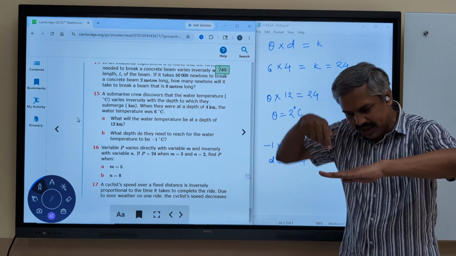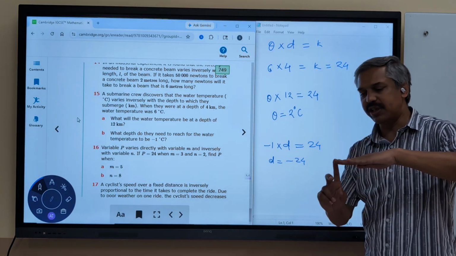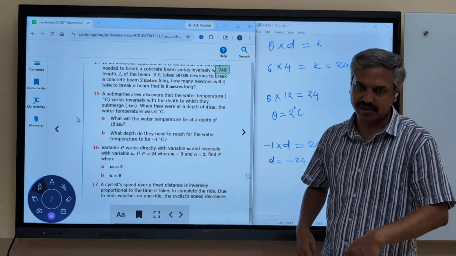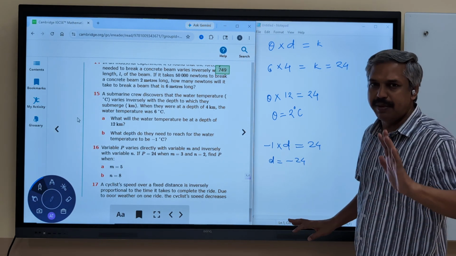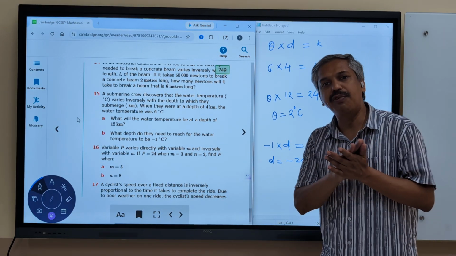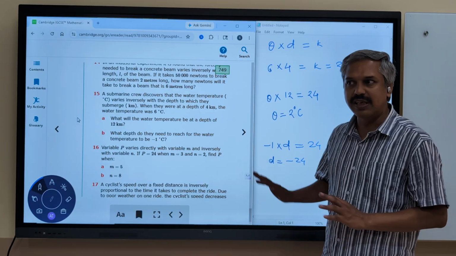Why? Because you are measuring in this direction. So this distance is taken as positive. Minus 24 is above the water surface, but this entire logic is based on below the water surface. It means that it is impossible. That means no matter how deep you go, the temperature of water will not be minus 1 degree Celsius ever. That is the right answer.